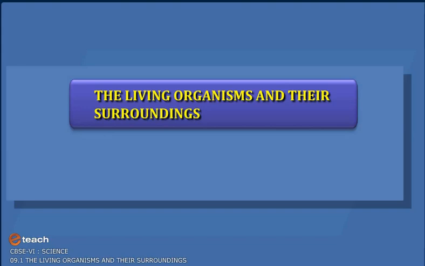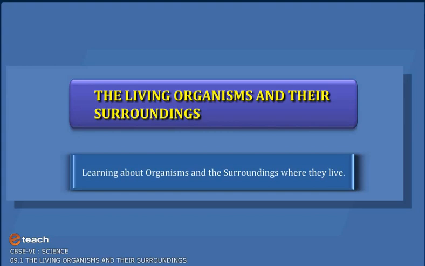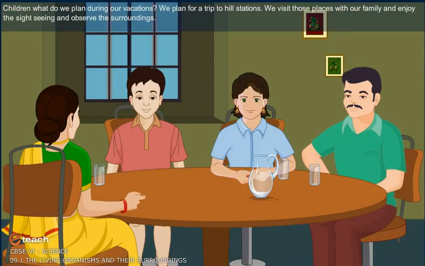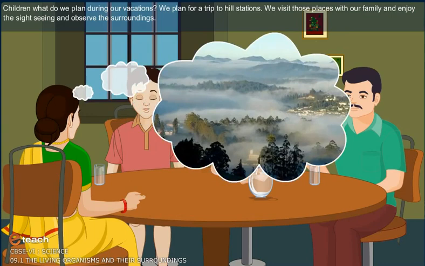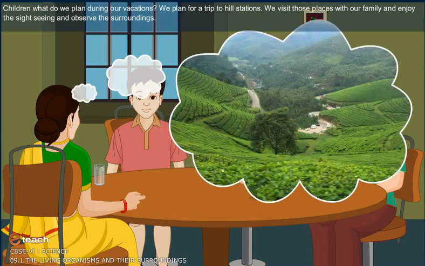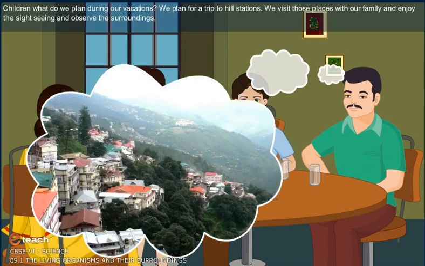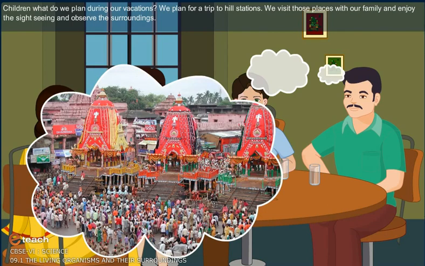The living organisms and their surroundings. Learning about organisms and the surroundings where they live. Children, what do we plan during our vacations? We plan for a trip to hill stations. We visit those places with our family and enjoy the sightseeing and observe the surroundings.